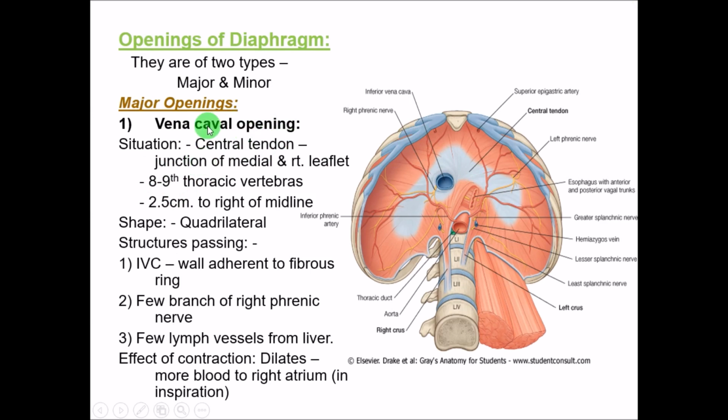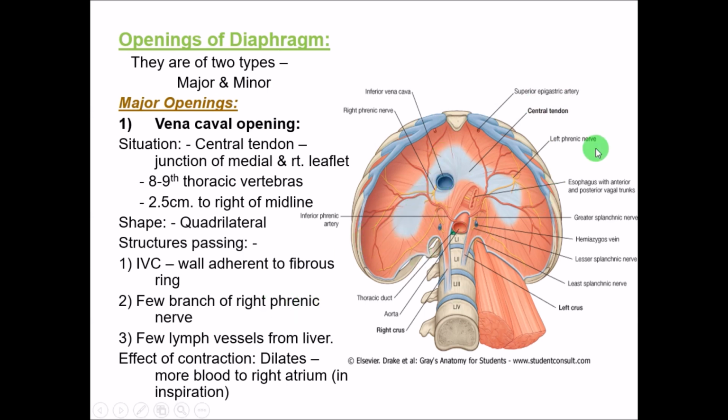Starting with the first one, the vena cava opening. As I said, it will be in the central tendon. You can see in the picture, it is in the central tendon itself, at the junction of the medial as well as the right leaflet. So this is the medial leaflet and right leaflet. At the junction will be the inferior vena cava, carrying the venous drainage from the abdomen and the lower part of the body. So it is opening into the thorax, and from there into the heart itself, the right atrium.